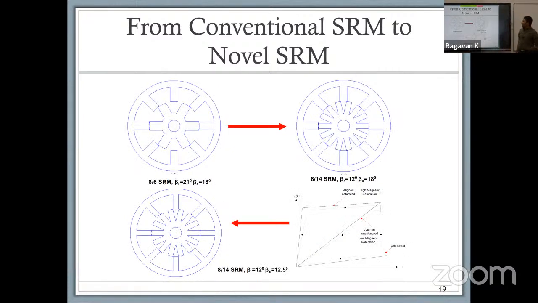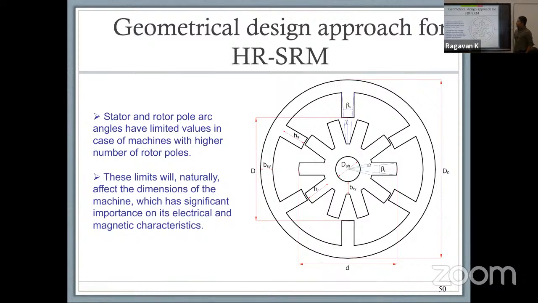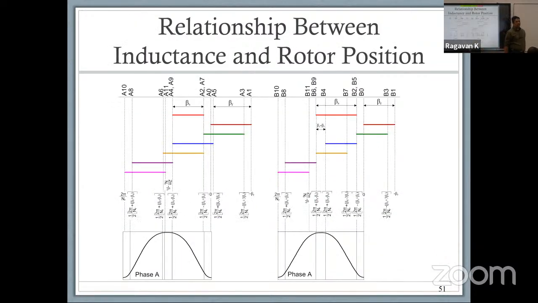So when you do that, as you go from the conventional to, well, at this point it's not as novel anymore, then you actually end up getting to a scenario in which you reach saturation a lot faster. So that means that you have to introduce a geometric constraint into your design process as a function of beta R and beta S. The stator and rotor pole arc have a limited number, and this will automatically affect the dimensional selection that you're making for your machine. So each one of these inductances can be related to the rotor position in terms of which component of your design is going to be your constraint.